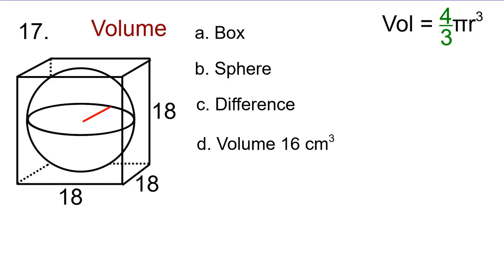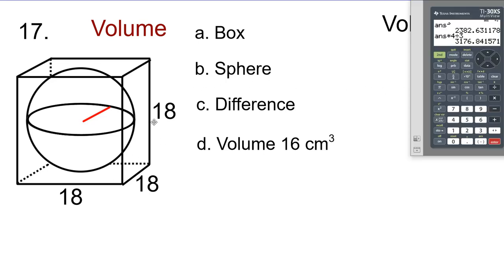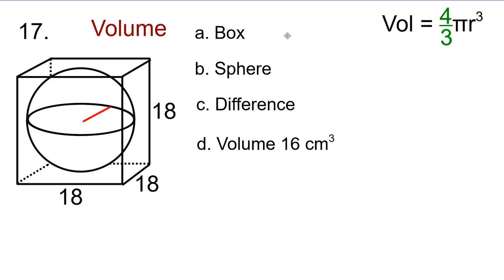Well, if we have a diameter of 18 centimeters, then that means that the dimensions are 18 by 18 by 18. So to find the volume of the box, the square on the bottom would be 18 squared, which is going to be a rather large number. And then we're going to have to multiply that by the number of layers, which would be 18. I know you can just do 18 cubed. It's the same idea, which is 5,832 centimeters cubed.